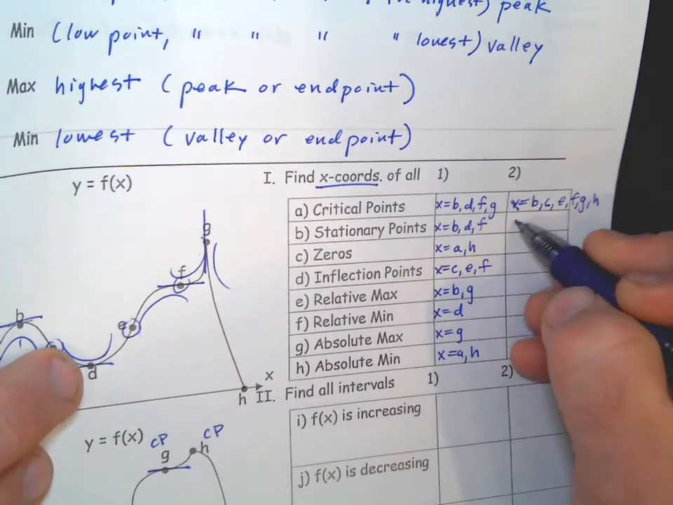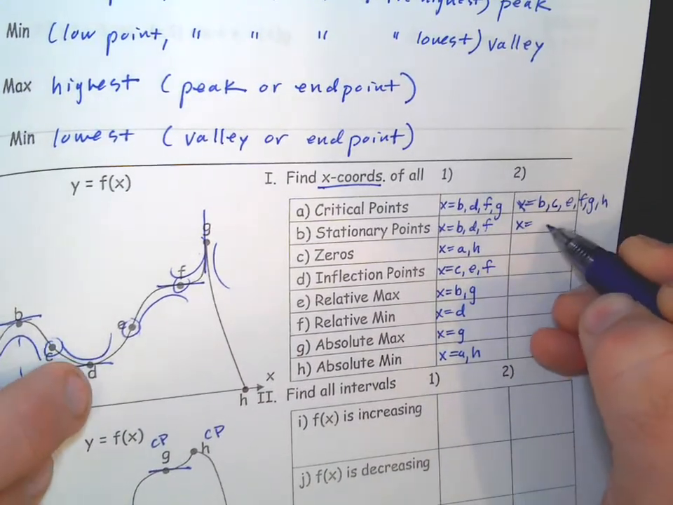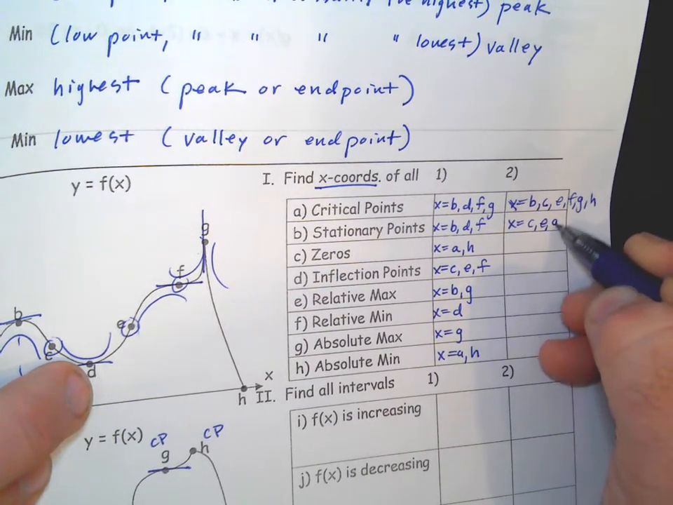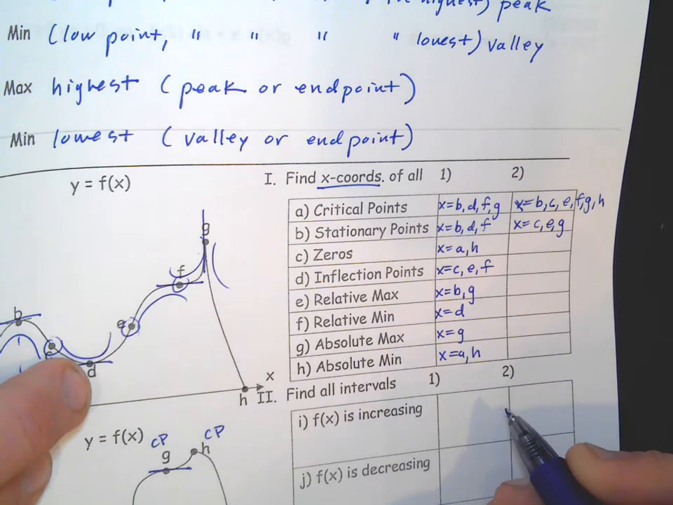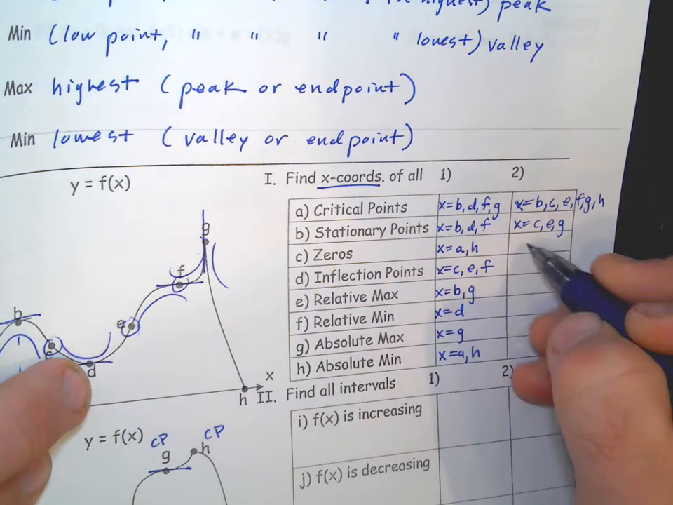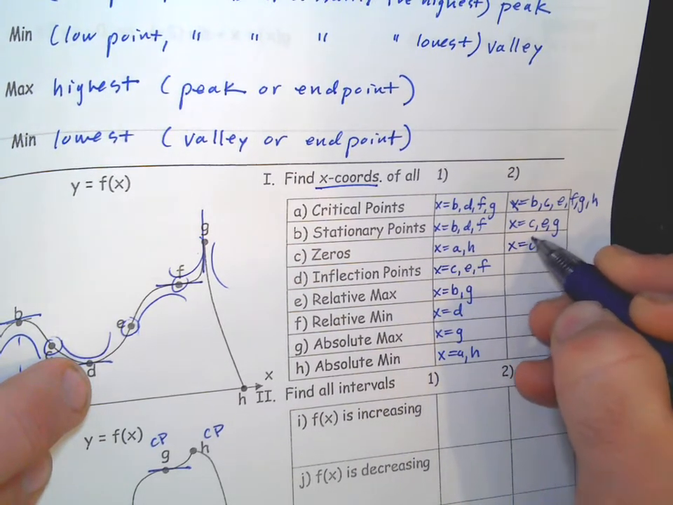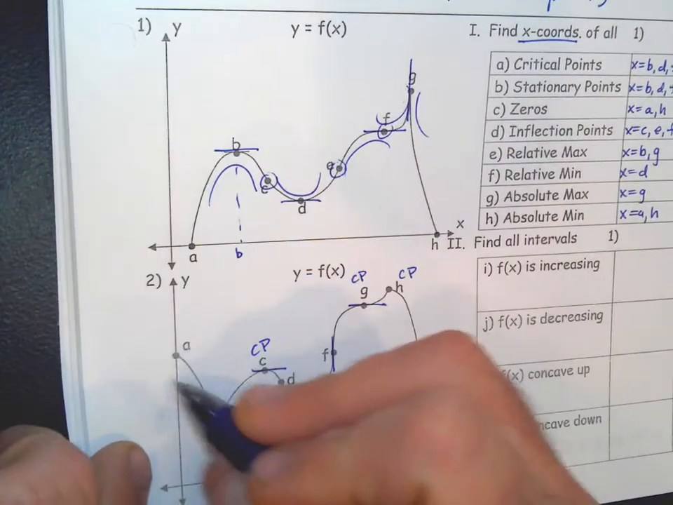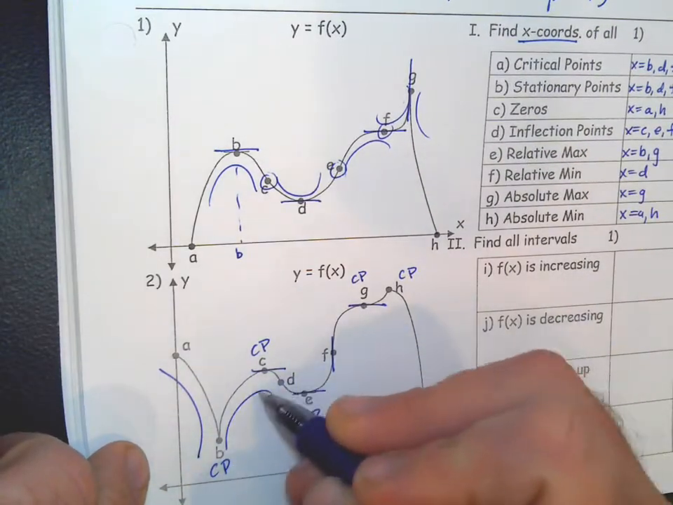Stationary points are only the ones that have the flat zero slope. So that's going to be C, E, and G. Just C, E, and G. Zeros are the x-intercepts. So there's one of them at I. Inflection points, that goes from concave down to up.